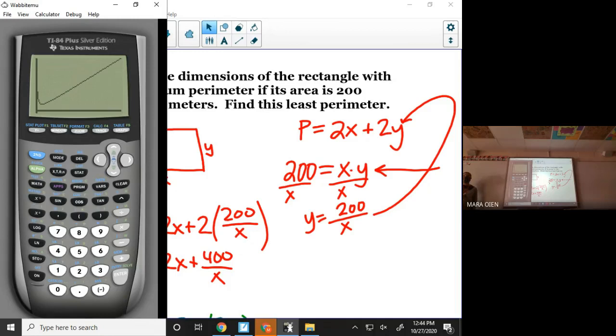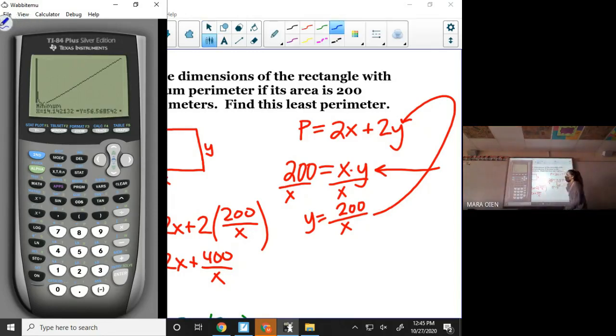They asked us to find the minimum perimeter. When you look at that part of the graph, is there an obvious minimum somewhere on that graph? That's all that we're looking for, that obvious minimum. So I'm going to go second, calculate, minimum. I have to scroll for a ways because it puts it in the middle of my picture. Go to the left, go somewhere to the right, hit enter. Again, it's going to give me 2 values. Tells me my X is about 14.14.